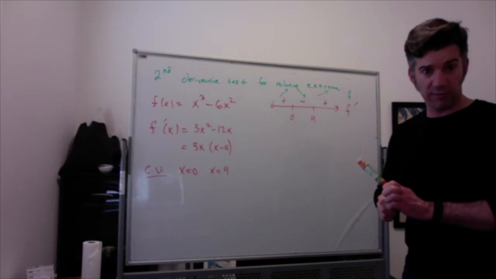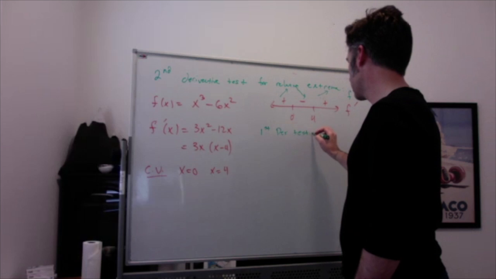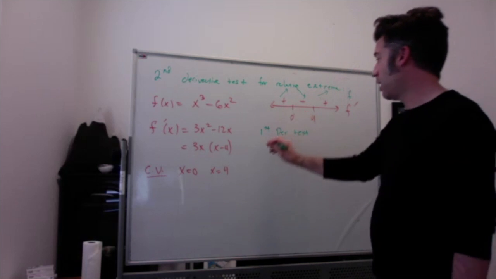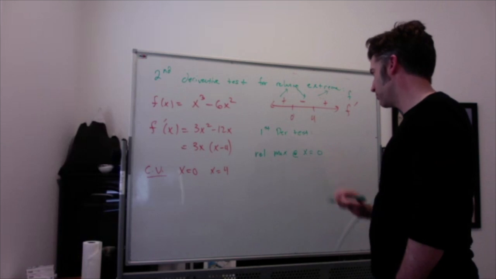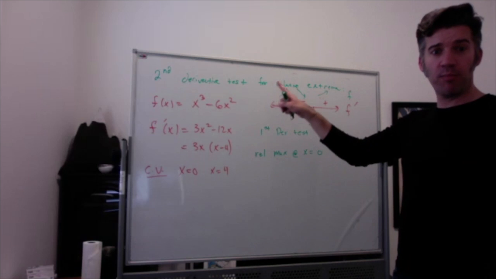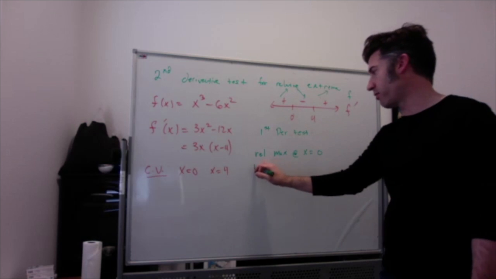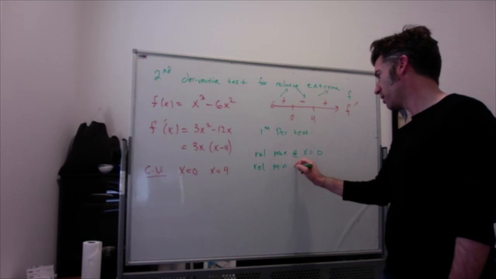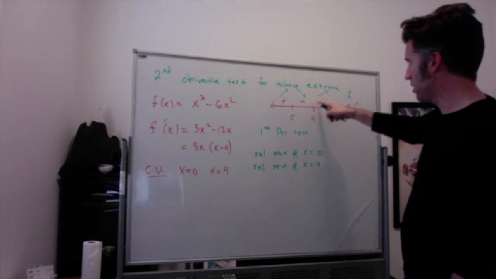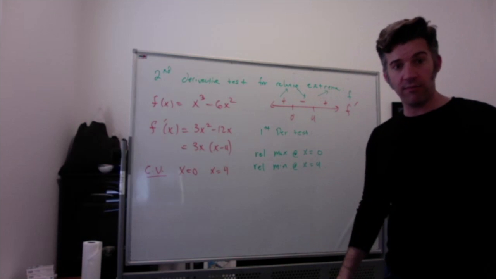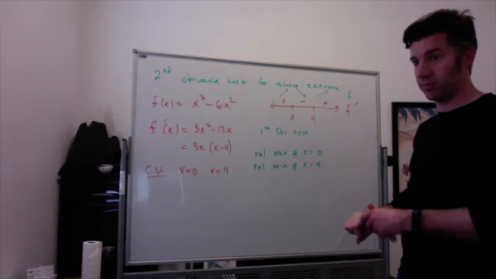So using the first derivative test, I can see that I have a relative maximum at x equal to 0. Because the function went up and then went down. So it had to be a maximum right there at x equals 0. And I have a relative minimum at x equal to 4. Because the function went down and then it went up. So that's what we have. So that's how you can use the first derivative test to see if you have relative extrema.